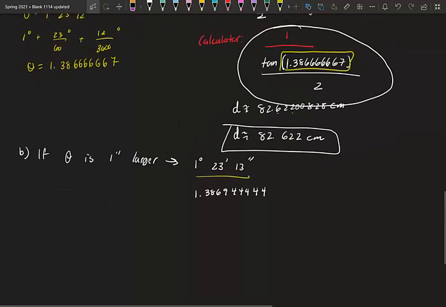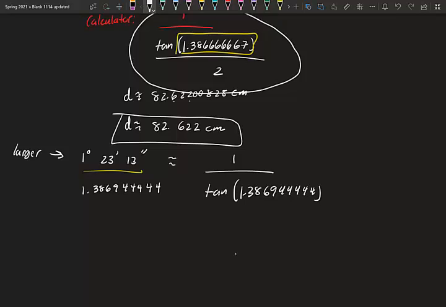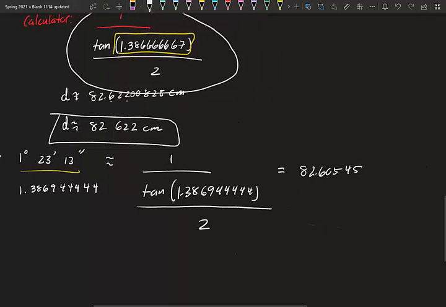So we plug it in. All we have to do is just plug it in. So we would plug it into 1 over tangent of 1.386944444 over 2, and we would get about 82.60545429. So the difference, that's what it's asking.